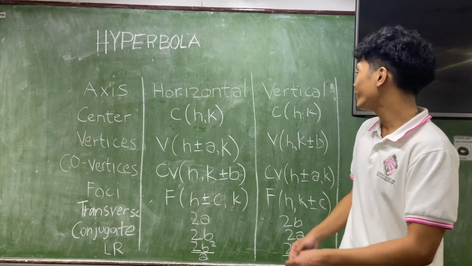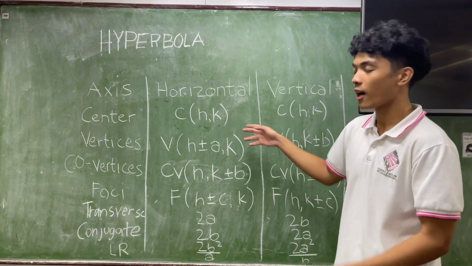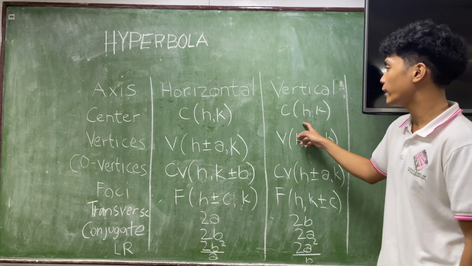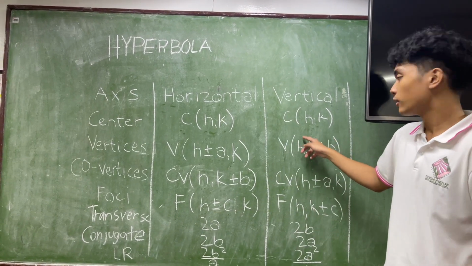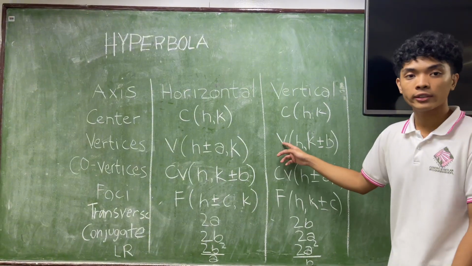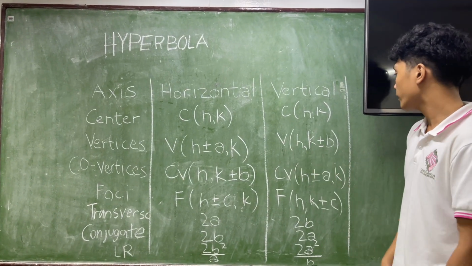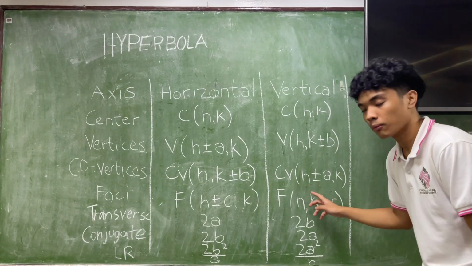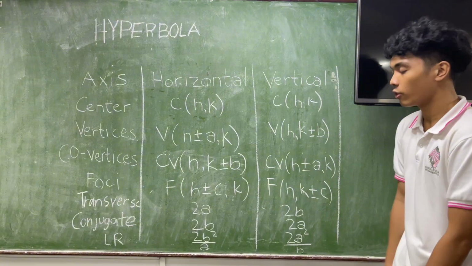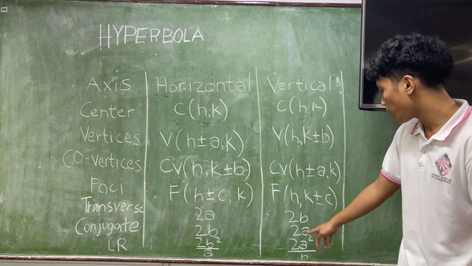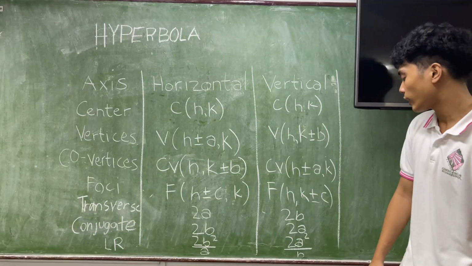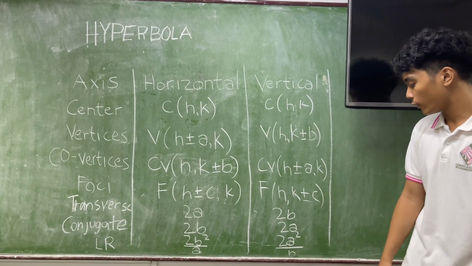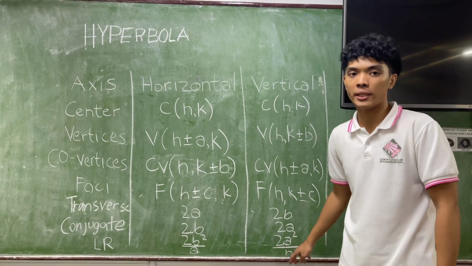Now, let's move to vertical. It's the same as horizontal, but we have to move here. Now, for center, same as horizontal, quantity h, comma k. Now, for vertices, we have quantity h, comma k plus or minus b. For co-vertices, we have quantity h plus or minus a, comma k. For foci, we have quantity h, comma k plus or minus c. Now, for transverse axis, we have 2b and the conjugate is 2a. Now, for the LR, we have 2a squared over b.